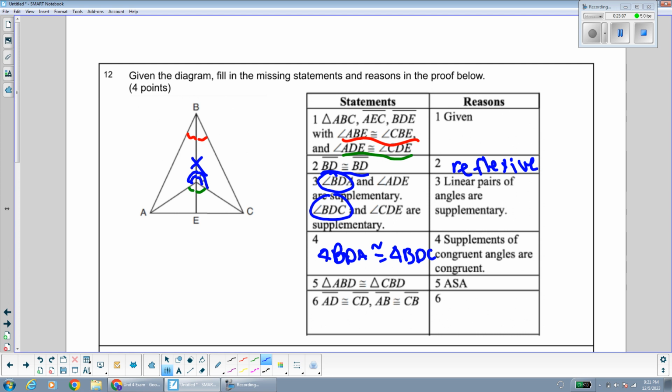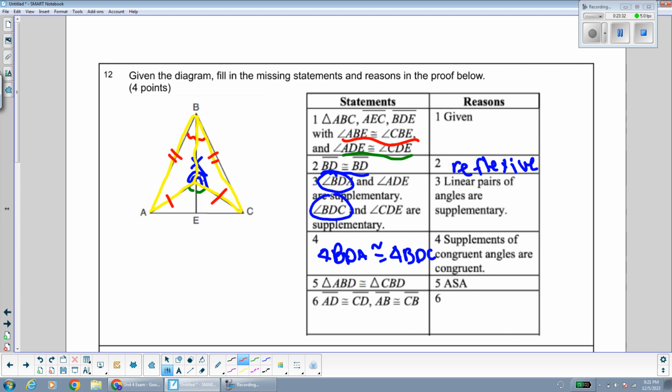And now, in our two triangles that we're focusing on, which are these small ones over here, we have ASA, and then we can use CPCTC to get more information, such as the fact that AD is congruent to CD, or that AB is congruent to CB.